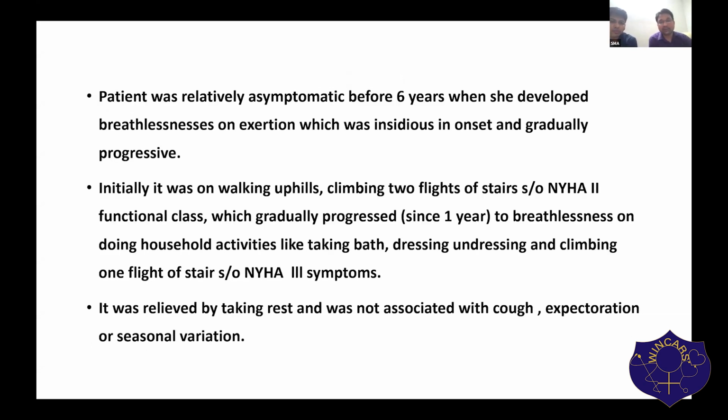Coming to the history of presenting illness, the patient was relatively asymptomatic before 6 years when she developed breathlessness on exertion, which was insidious in onset and gradually progressive. Initially, it was on walking uphill or climbing 2 flights of stairs, suggestive of NYHA class 2 symptoms, which gradually progressed in the last 1 year to breathlessness on household activities like taking bath, dressing, undressing, and climbing 1 flight of stairs, suggestive of NYHA 3 symptoms.